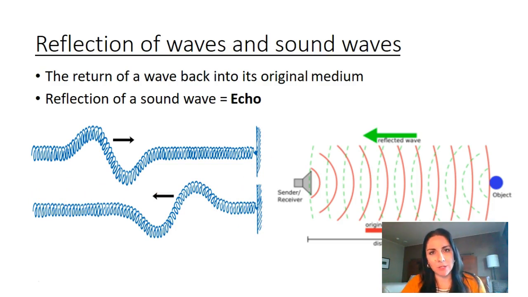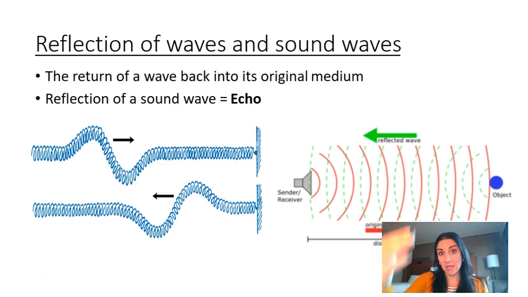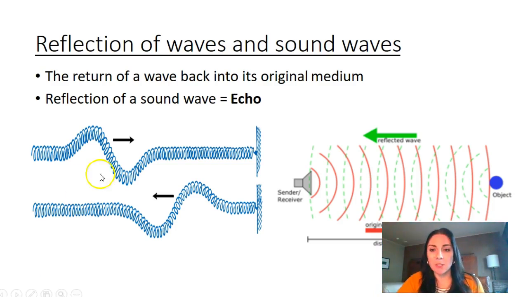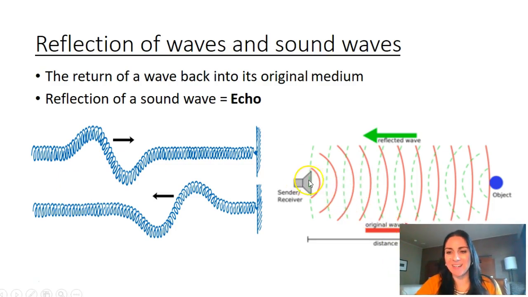But when we talk about reflections of sound waves specifically, they're called echoes. If you've ever done that canyon thing where you shout "echo" and you hear echo, that's because the sound wave went forward, hit a surface, and then came back. That's what this diagram is right here. I like talking to you when I have these videos. But you can see the same idea, just a different way of displaying the same information. The red lines represent the sound wave coming in and hitting the object. The dotted lines represent the wave reflecting back.